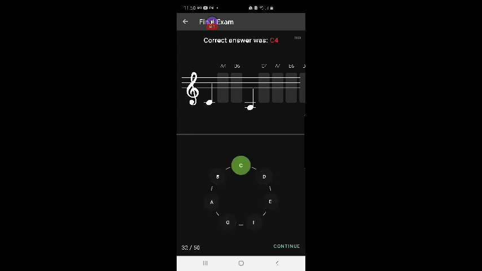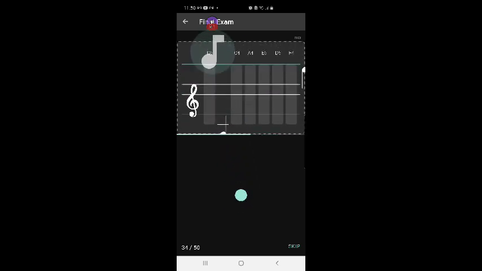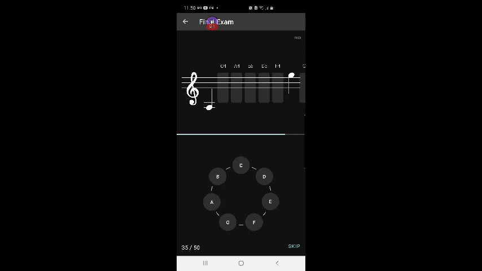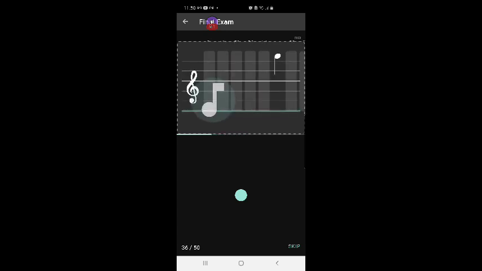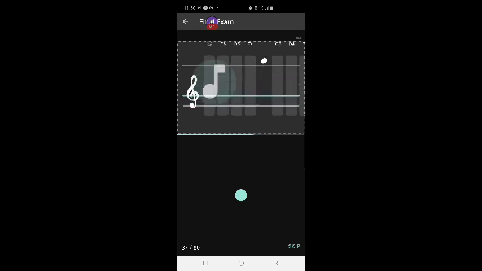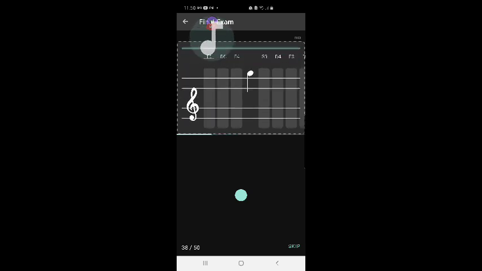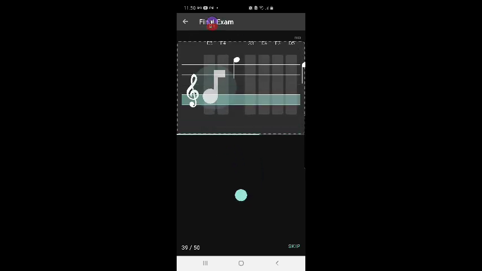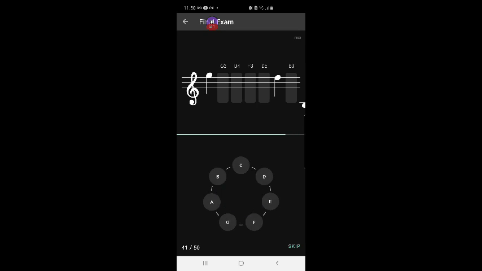Gonna miss it. C. Take a breath. A4 is going to be the second space in the stave. D6. F, G, A, B, C, D. That's an A. C4 is E, D, C. A4. E6. F, G, A, B, C, D, E. D5. Every good boy deserves. F. G.